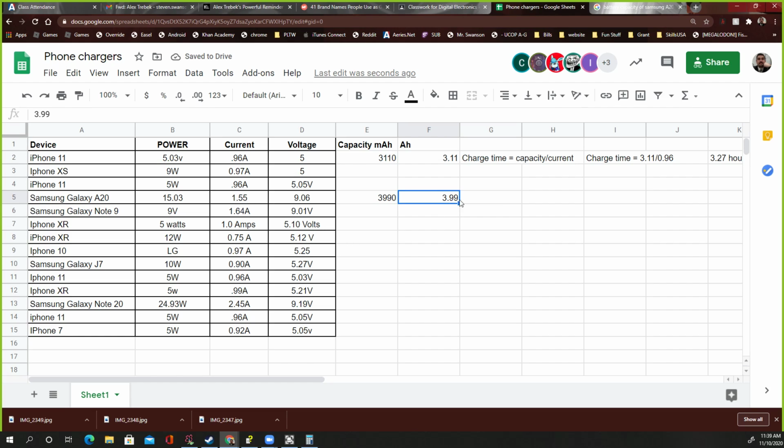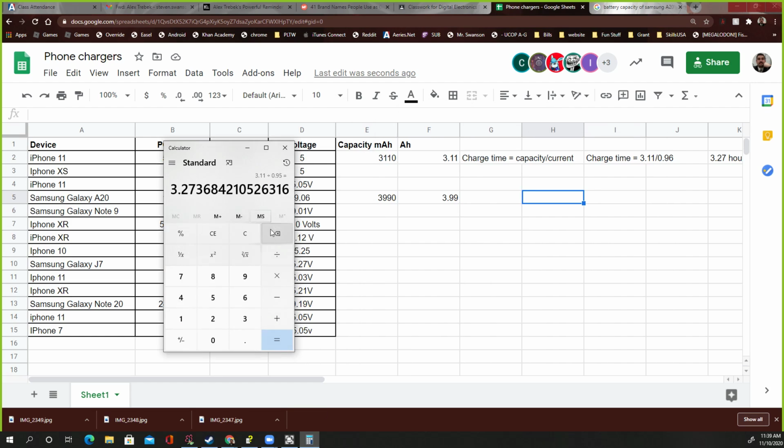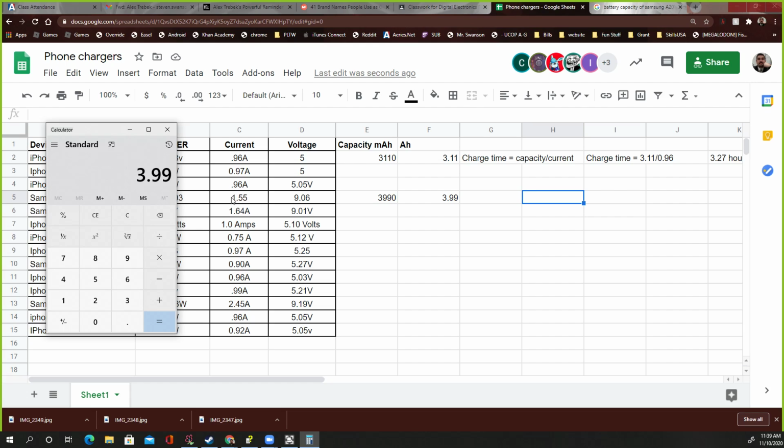What's the current? 1.55. So we're going to do this equation right here. And all we have to do is take the capacity of the battery. Remember that we take the capacity of the battery and divide it by the current. So the capacity of the battery is 3.99 amp hours. And we were sending 1.55 amps, so divided by 1.55 amps. And we get 2.57. So even though it's a bigger battery, the battery is much bigger than this iPhone, it's going to charge faster with that charger, and maybe even faster because we're not taking into account this voltage difference and whatnot, so we'll not worry about that. So this one's going to be 2.57 hours.